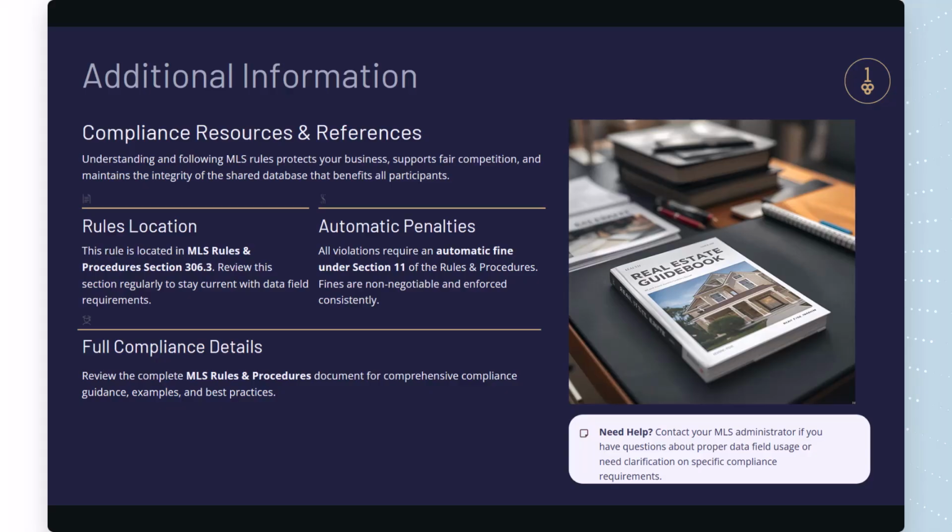And if you do need any additional help, this improper use of data fields is again under section 306.3 of the MLS Rules and Procedures, which can be found in our knowledge base. Just a few reminders: all violations result in an automatic fine under section 11 of the Rules and Procedures 306.3. Full compliance details, examples, and best practices are available in that document. If you need help interpreting any of this, you can also contact the MLS.